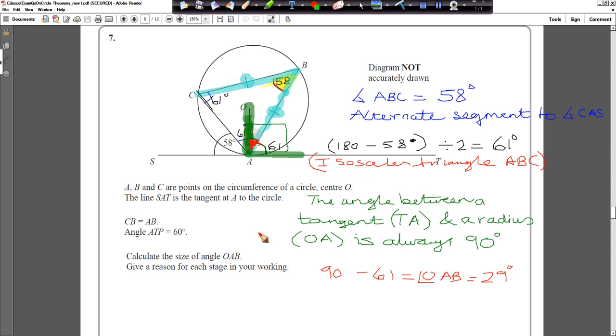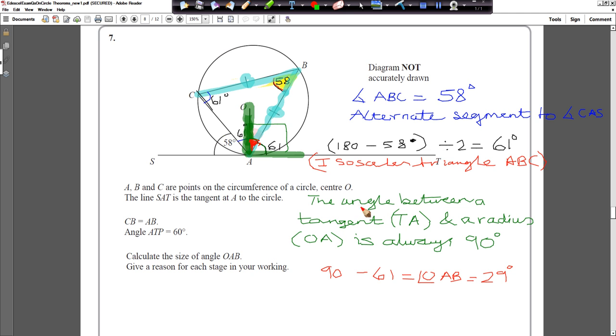Are we happy with that? So every single thing we've done, we've justified it mathematically. This is this because of this. This is this because of this. And that's what the examiner is looking for. We've got to use the right language: alternate segment theorem, isosceles triangles, angle between tangents. We have to mention the actual maths that we're learning, memorizing. Are we happy with the language that we're using? Good?